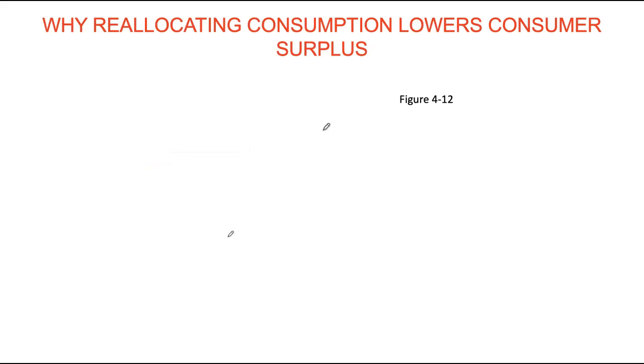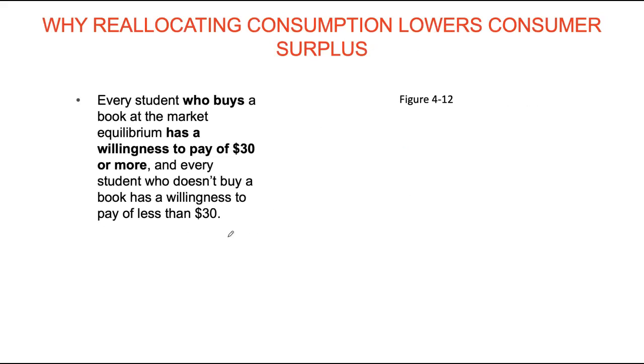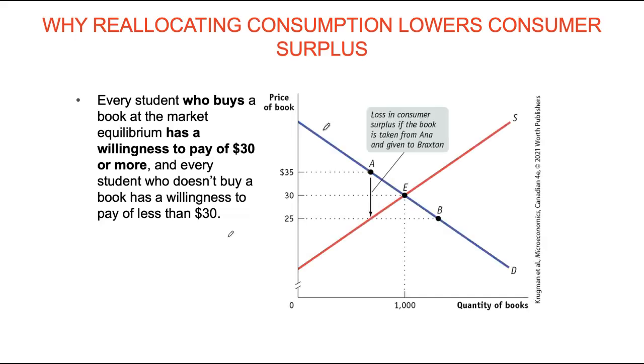So let's start with reallocating consumption between different types of consumers. We know that when we're working with a price of $30, only those consumers end up buying the good who are willing to pay a price higher than or equal to $30. So let's assume Anna is willing to pay $35 and Braxton is only willing to pay $25. From our rational analysis, we know that in a market where there's free trade and no coercion, Anna will end up purchasing the good and Braxton will not purchase the good because his willingness to pay is a lot lower.